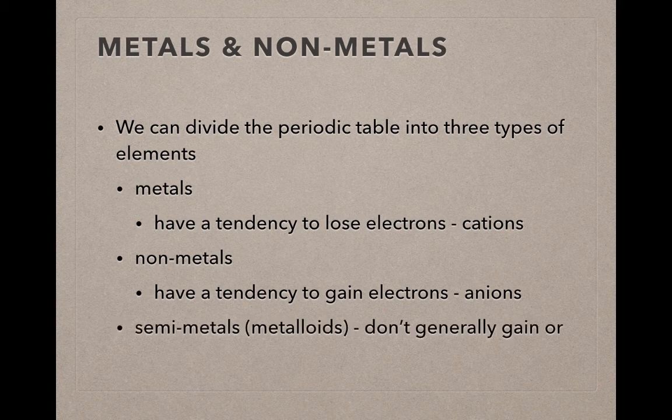And we've also got our semi-metals, which are also called metalloids. That's a term that you hear more often now. They don't generally gain or lose electrons and don't actually form ions very often at all. And when they want to form compounds, they tend to share electrons, and that's something that we're going to learn about later on in this course.